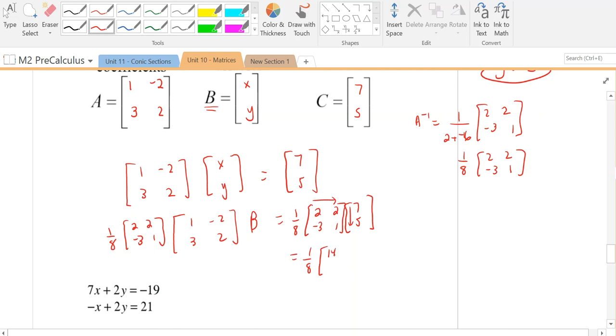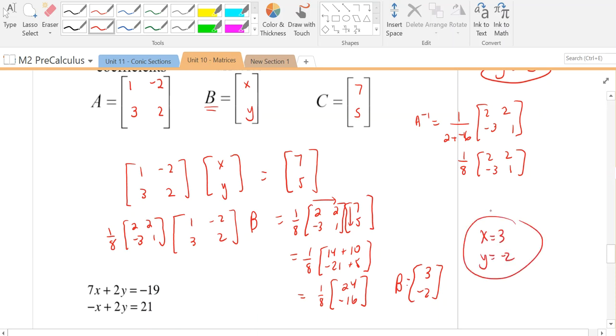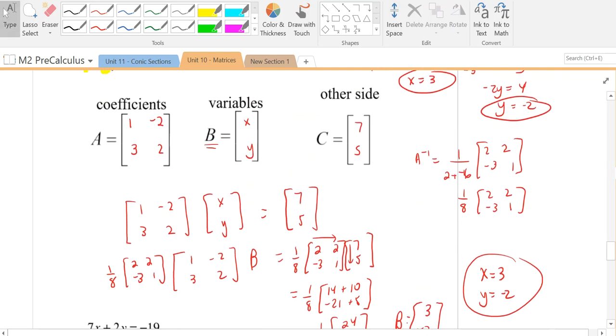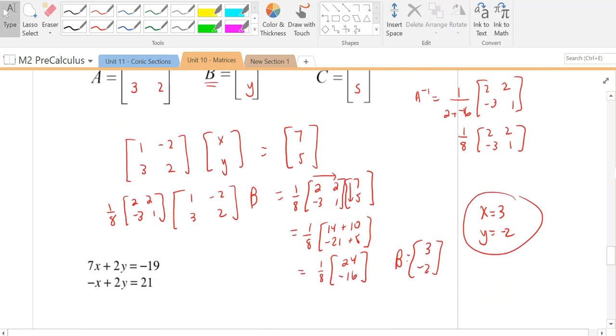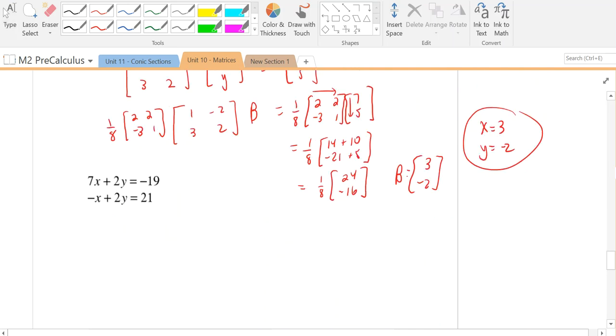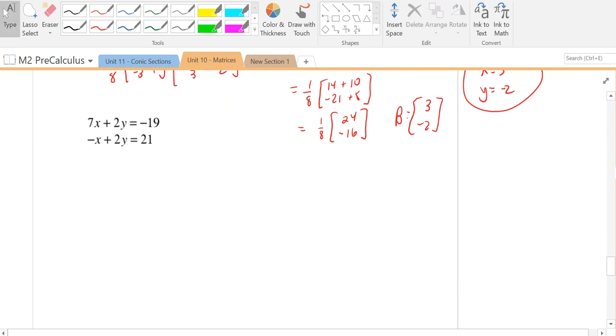All right, so I'm going to have 14 plus 10, and then negative 21 plus 5. And so 1/8 times 24 and negative 16. And when I multiply that in, I get 3 and negative 2. That's what x is equal to, which corresponds to that top piece being x and my bottom piece being y, negative 2. Same answer. Yes, it was more work for this particular problem because it was a very straightforward system. But as you get to other things, it might be less work. And isn't it wonderful that we can solve this problem in a different way that we hadn't seen before? All right, so take a moment, pause the video, and try this problem, please.